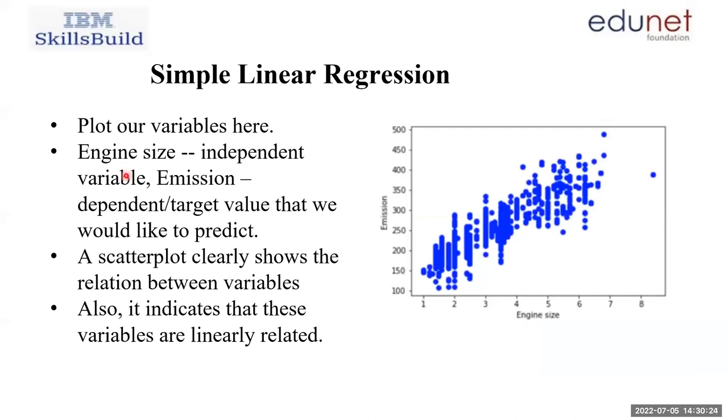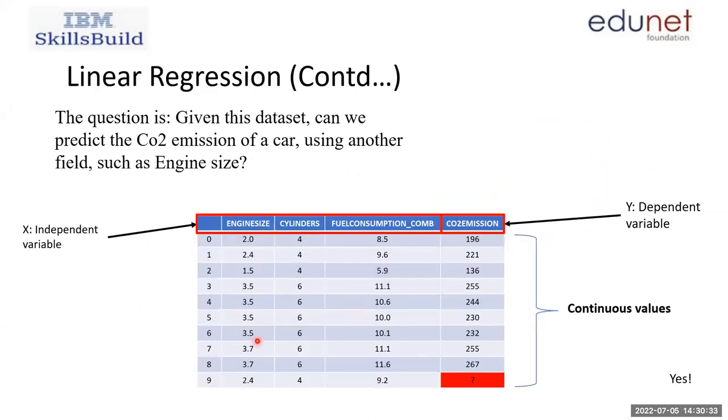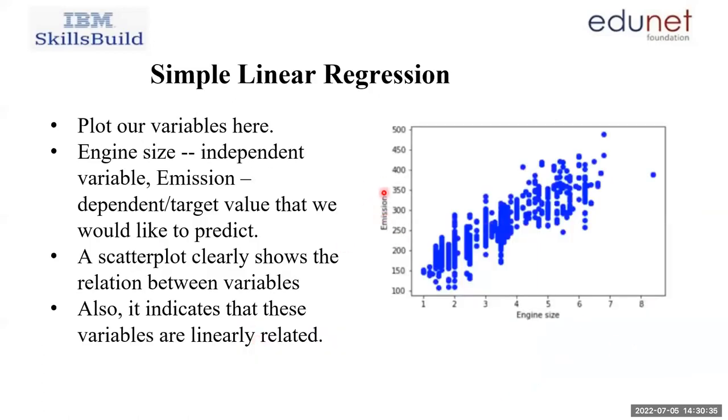For simple linear regression, we have to plot our variables here. Engine size, as we already explained, is the independent variable. Then emission is the dependent variable we would like to predict. A scatter plot clearly shows the relation between the variables. We plotted yesterday, I think Alok explained different visualization techniques. In that there is a type of plot called a scatter plot.